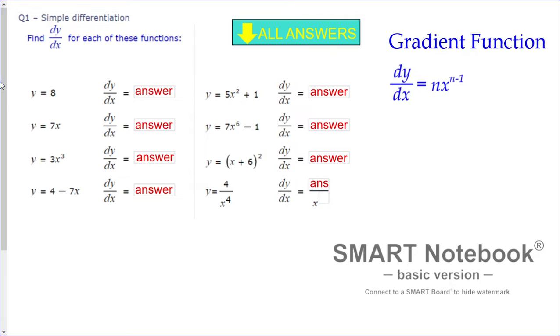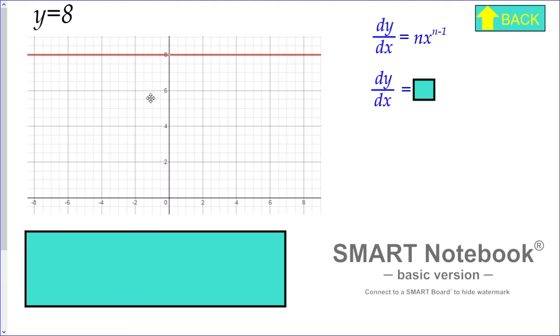Let's start with the first one. The first one is y equals 8. I'm going to use a graphical method to solve this one. When y equals 8, we have a horizontal line at, of course, y equals 8. The gradient function will give us the gradient at any point on this line. What is the gradient of this line? You guessed it, the gradient is 0. No matter where I go on x, I'm always going to get a gradient of 0. So when we differentiate a constant, we always end up with the same answer, 0.